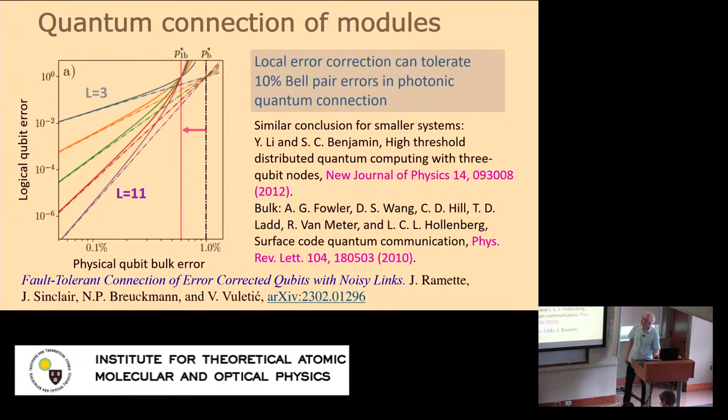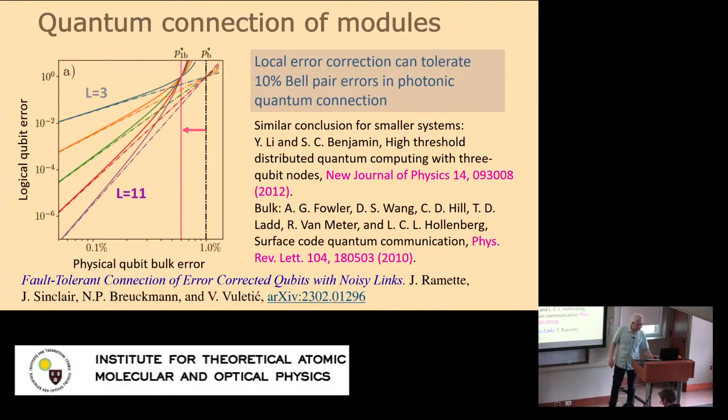And in the literature, there were ideas that the quality of these Bell pairs doesn't need to be very good. I mean, the bulk error threshold in surface code is 1%, as we know, but there were indications that maybe 10% errors could be tolerated. This had been done either in the limit of very small systems, with 3-qubit nodes where things are not quite as good, or when you looked at it asymptotically, if you assume you're at bulk error almost 0, you can also show that you can tolerate 10% Bell errors.